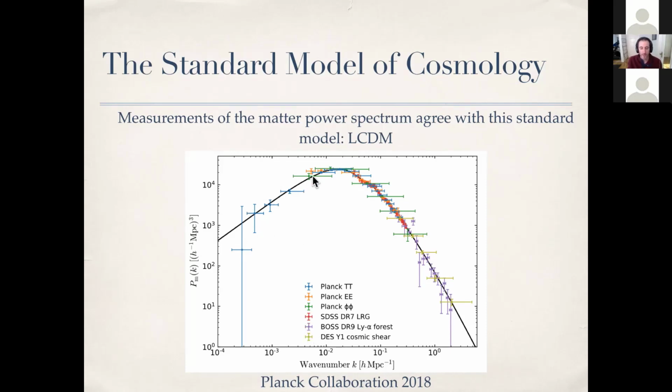The black line here is a fit to all this data, assuming the lambda cold dark matter model. That is our standard model of cosmology. And as you can see, this standard model of cosmology provides a good fit to the vast majority of this data.